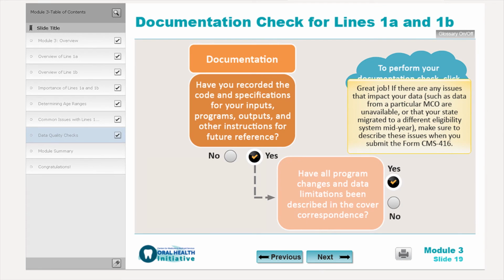If there are any issues that impact your data, make sure to describe these issues when you submit the Form CMS-416.